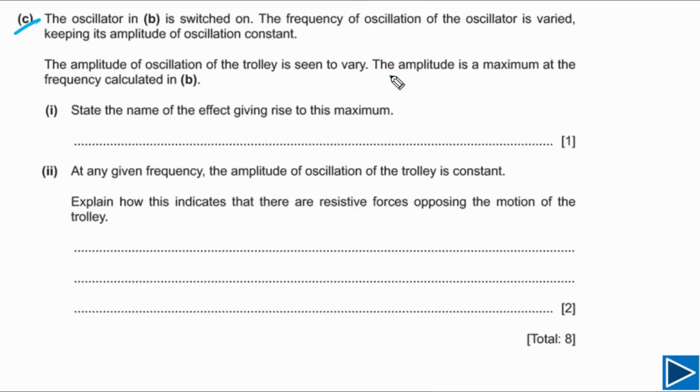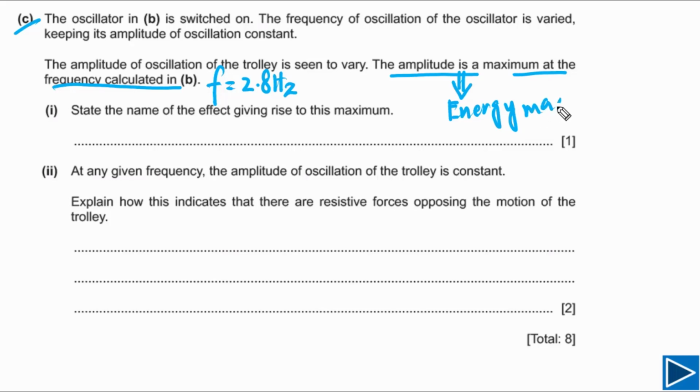For part C, it is given that the amplitude is a maximum at the frequency calculated in B. In part B, we calculated the frequency, which was equal to 2.8 hertz. Now we need to understand that amplitude is maximum. When the amplitude is maximum, it simply means that the system is absorbing the maximum possible energy. This will only happen if the driving frequency, in this case the frequency of the oscillator, is equal to the natural frequency f0 of the system. Then the system is able to absorb the maximum possible energy, and the amplitude will also be maximum.